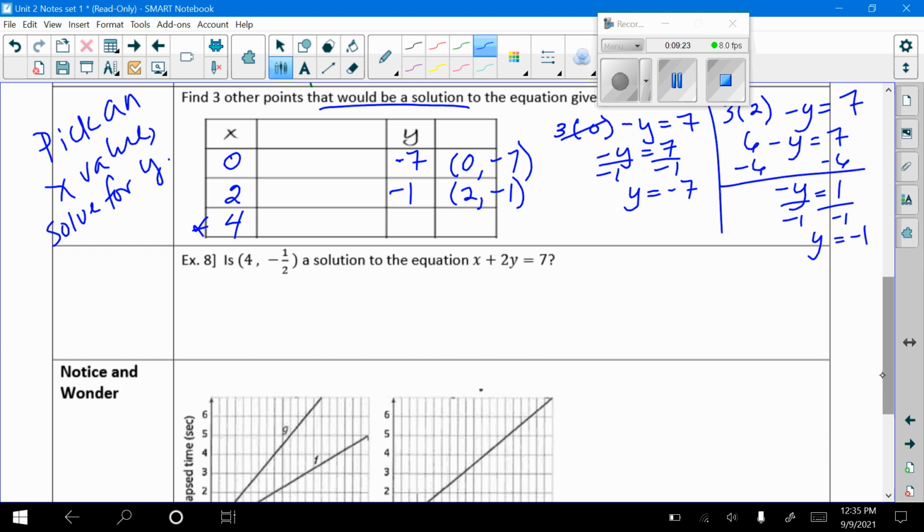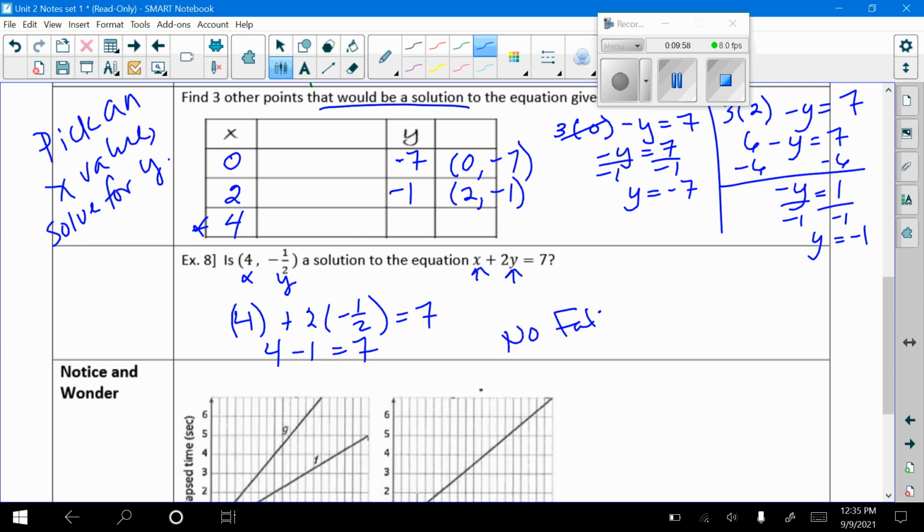The next set is 4 and then -1/2, a solution to the given equation. So this is my x value and my y value. Plug it into x and plug it into y and say yes or no. Let me know. Again, this would be 4 plus 2 times -1/2 equals 7. 4, this is going to be minus, what's half of 2 would be 1. Equals 7. And 4 minus 1 is not 7, so no. False.